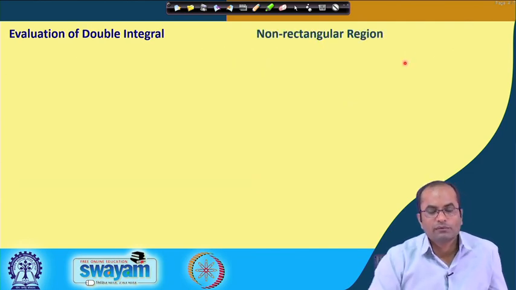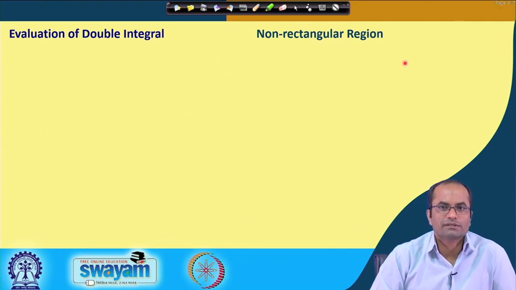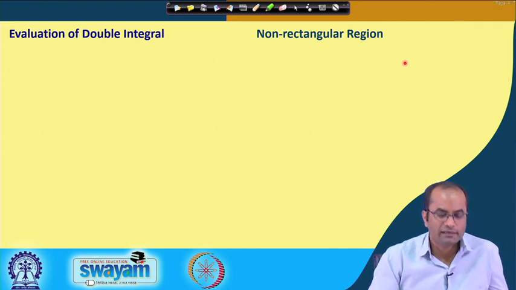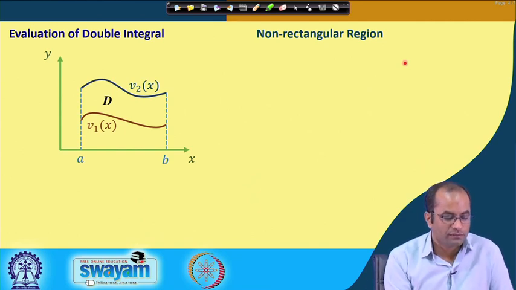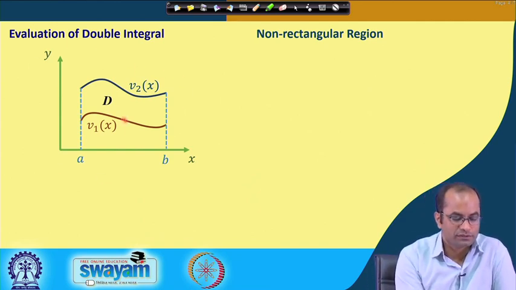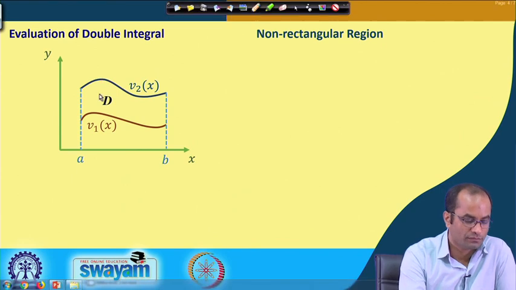So, for non-rectangular regions, again we will consider some simple cases, and later on we will come to the more general cases. Here, for example, our domain is of this kind. This is the domain of our function.